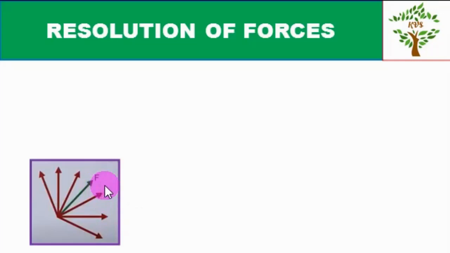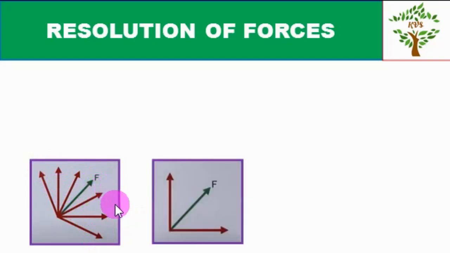Let me explain with an example. Consider this force F. This force F can be split into an infinite number of components along infinite directions. Usually, this force F is split into two mutually perpendicular components, one along the x direction and the other along the y direction. These components are called rectangular components.